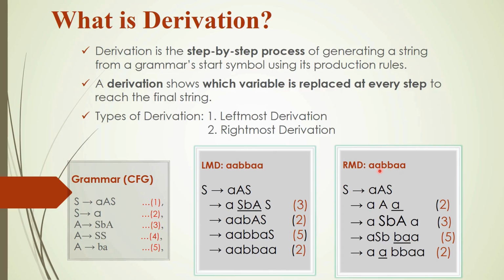Now only A has to be generated, so we have to substitute this S with an A. Checking the productions, with the help of the second production we are able to generate A. I hope you understand the derivation of rightmost derivation as well as leftmost derivation.